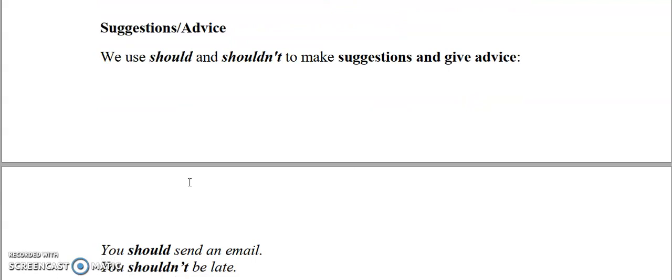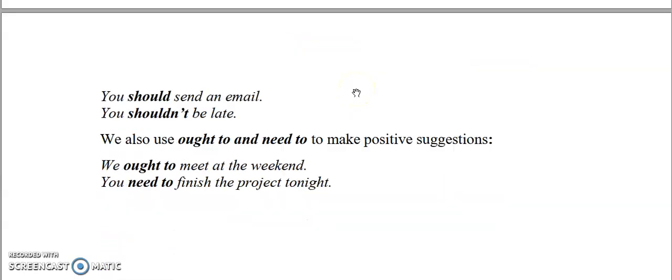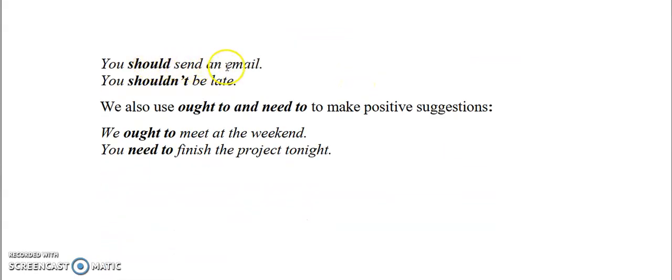For suggestion or advice, we use should for affirmative, shouldn't for negative. For instance, you should send an email. You shouldn't be late. We can also use ought to and need to. Example: we ought to meet at the weekend. You need to finish the project.